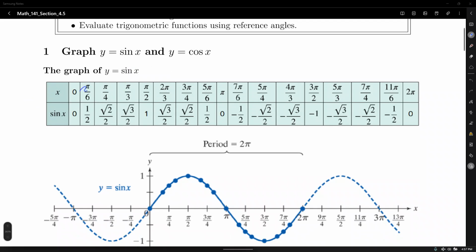And well, those x values are on the top row right here, starting at 0, going all the way to 2 pi, passing through pi over 6, pi over 4, pi over 3, and then pi over 2, and the multiples of the aforementioned special angles, that are again pi over 6, pi over 4, pi over 3, and pi over 2, which are 30 degree, 45 degree, 60 degree, and 90 degree angles.